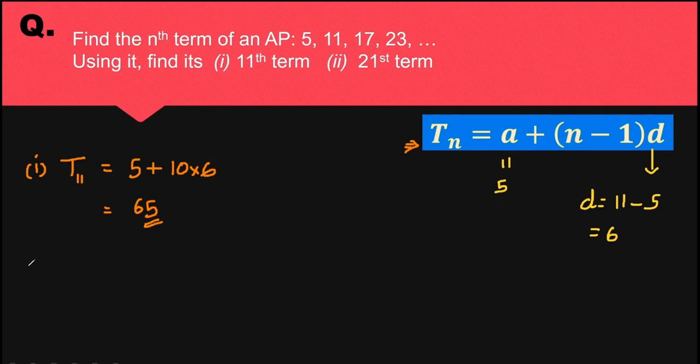Similarly, to find the 21st term, we use the same formula and replace n by 21. So we get 5 plus, n is 21, so 21 minus 1, that is 20 times d is 6. So 20 times 6, that is 120 plus 5. 125 is the 21st term of this given AP.